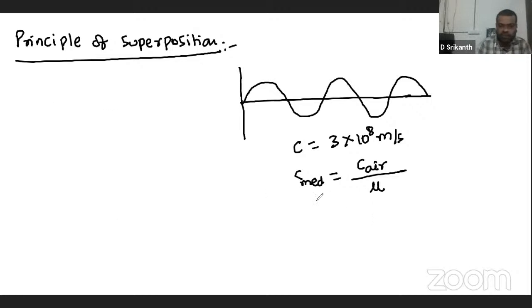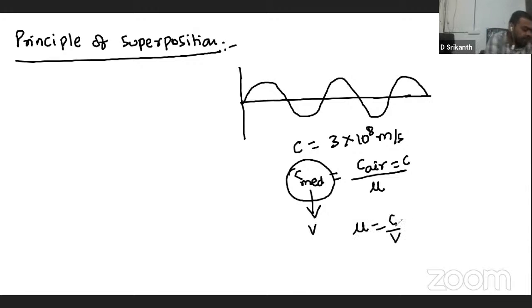So we can say that mu is equal to C by C medium. In some textbooks they will indicate it with V. C in air is indicated with C. So mu is equal to C by V. Okay, fine. Now, that is the refractive index.